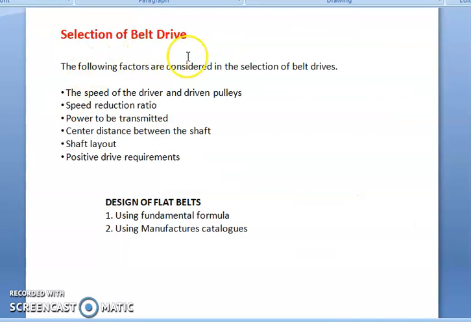Then the selection of the belt drive is generally based on some factors like the speed of the driver and the driven pulley, speed reduction ratio, power to be transmitted, center distance between the shafts, shaft layout, and positive drive requirement.